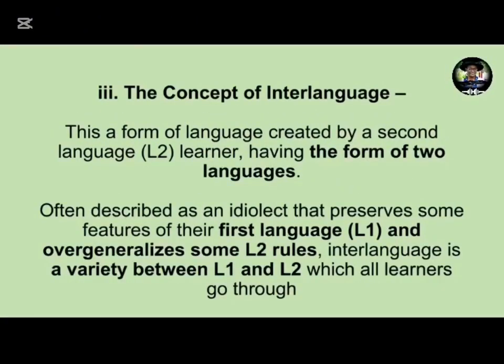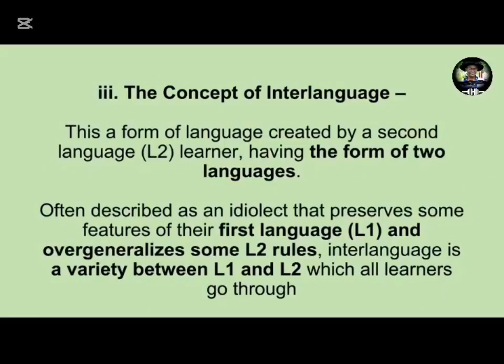The concept of interlanguage is the third area under second language acquisition. Now, interlanguage is a form of language created by a second language learner, or what we refer to as L2 learner, having two forms of languages. Interlanguage is often described as an idiolect that preserves some features of their first language and overgeneralizes some second language rules. Interlanguage is a variety between L1 and L2, which all learners go through.